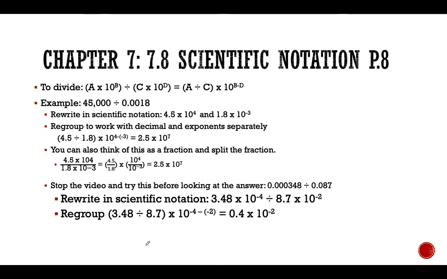Another way to think of this as a fraction, and you can split the fraction and you can come out with the same number. So stop the video and try this before looking at the answers. Rewrite in scientific notation 3.48 times 10 to the negative 4 divided by 8.7 times 10 to the negative 2. And then regroup and rewrite and come up with the answer 0.4 times 10 to the negative 2.